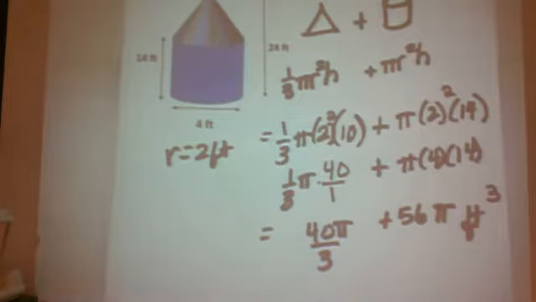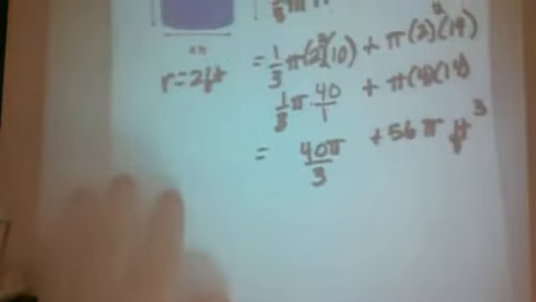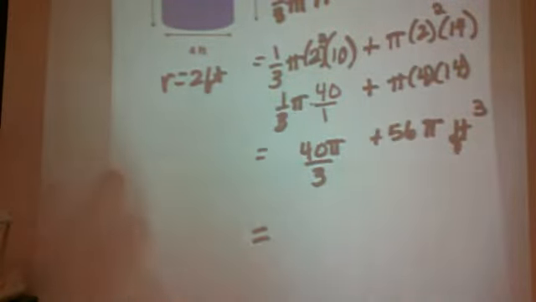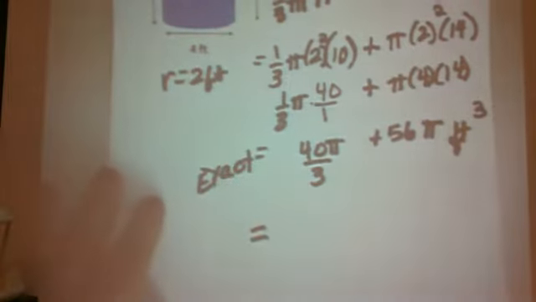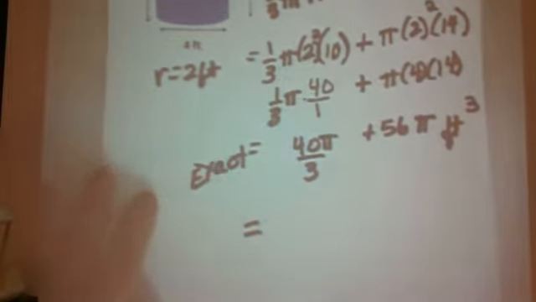So to get the exact answer, I didn't bring my calculator. Can you put this in your calculator and see what you get? So Jamie's going to put it in the calculator for us, if there's anybody watching at home. And we're going to see the decimal equivalent. So what exactly am I putting in? The whole thing. Just type it in just as I have it right there. So 40 pi divided by 3 plus 56 pi.